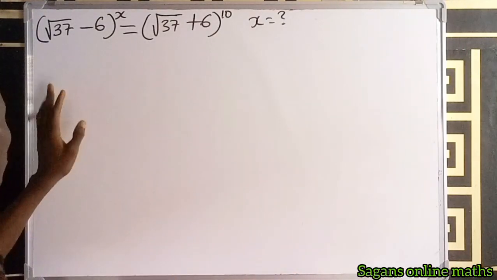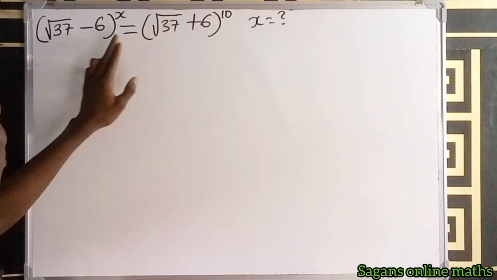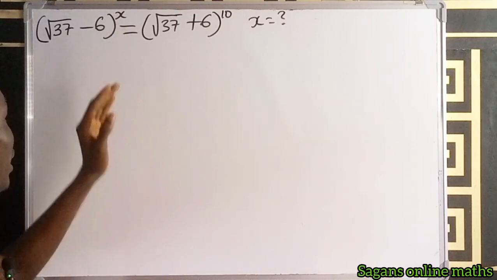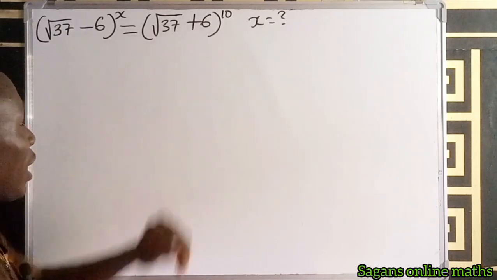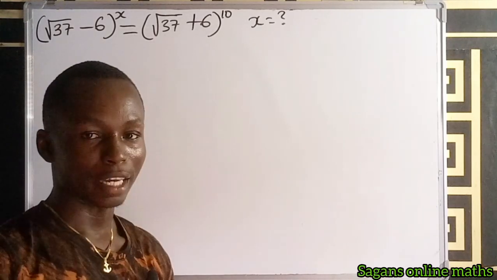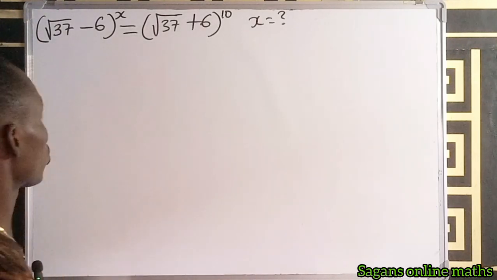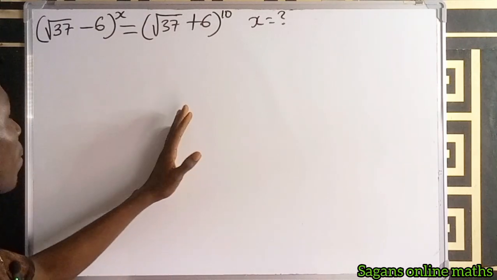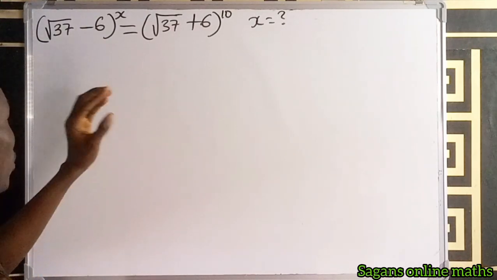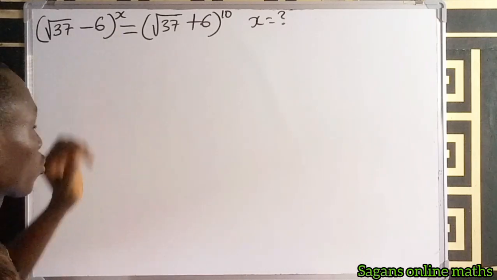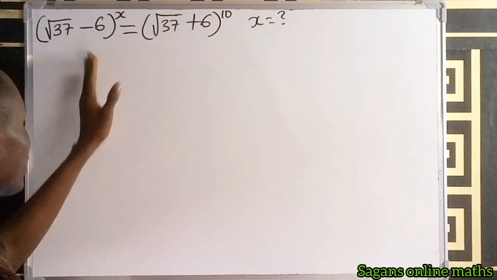Now we're given (√37 − 6)^x = (√37 + 6)^10. We are asked to find the value of x. Our first step is to divide both sides by (√37 − 6)^x. That's what we're going to do. Let's divide both sides by this.